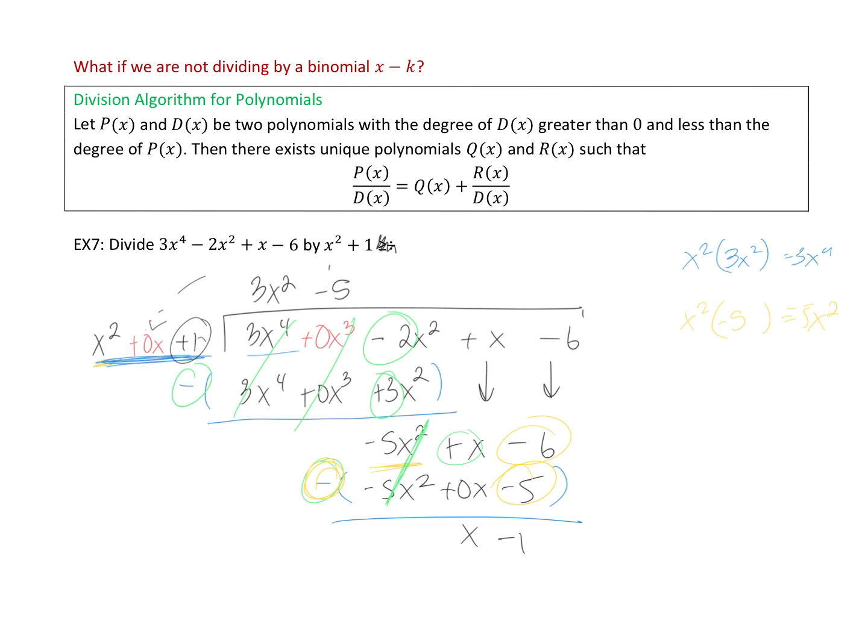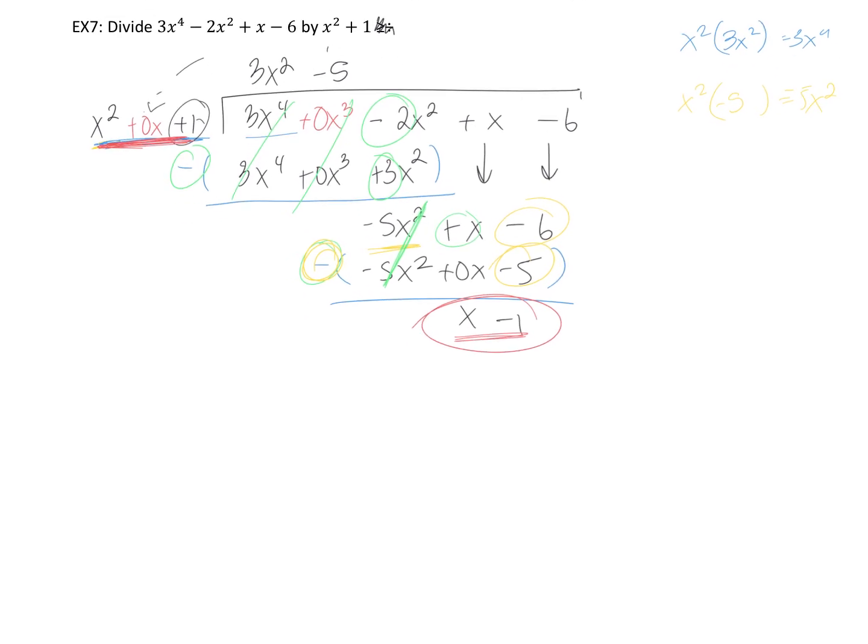Now, let's see. Can my x squared go into this value? It can't. So we're done. That's going to be my remainder. We can't divide in anymore. So my answer can be written as 3x squared minus 5 plus, again, the remainder divided by the divisor, which is x squared plus 1.